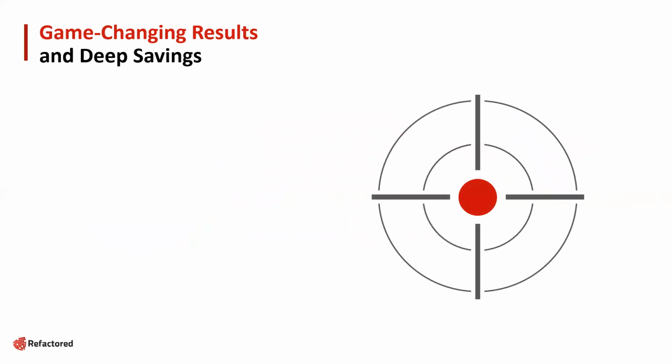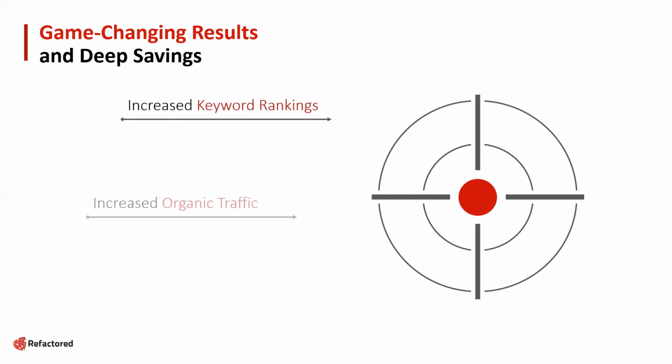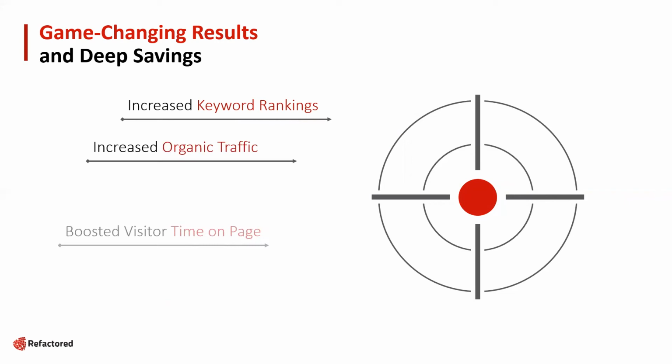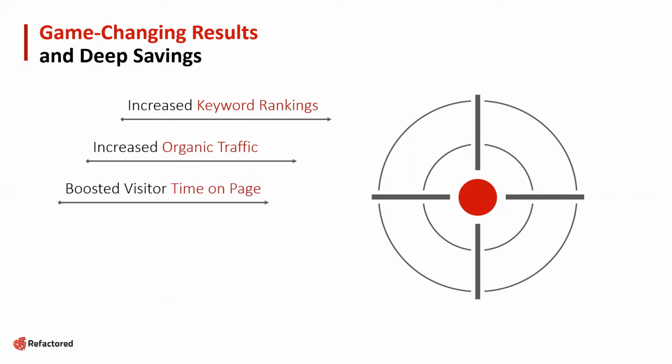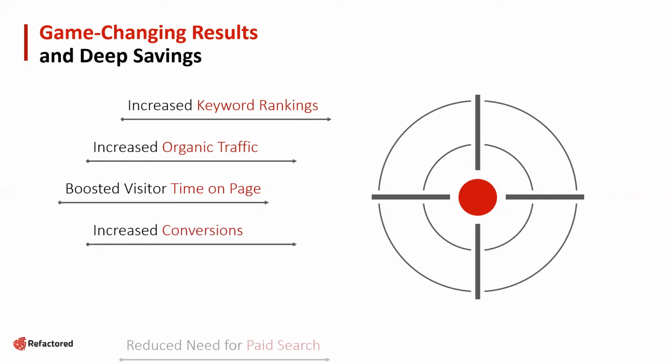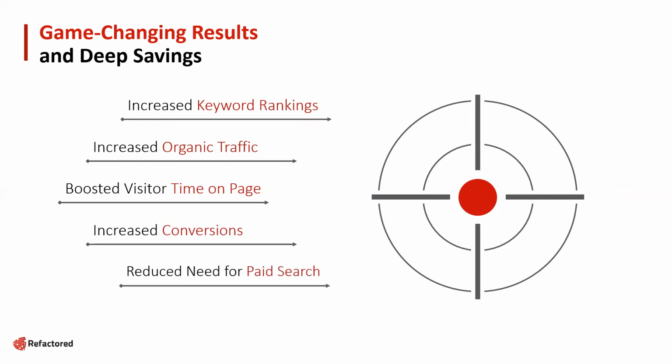So we had game-changing results, and we also saw a lot of deep savings as we were putting this together. And this is something we find with almost any content pillar we create. These highly engaging content pillars that we've put together for Infinity QS produce both immediate but also sustained success across the board. Some of the things that we saw were increased keyword rankings and increases in organic traffic. We boosted visitor time on page to more than 4 minutes. We increased conversions, and we reduced the need for paid search to get customers into the funnel, which allowed us to focus those resources in other areas, which is always great.